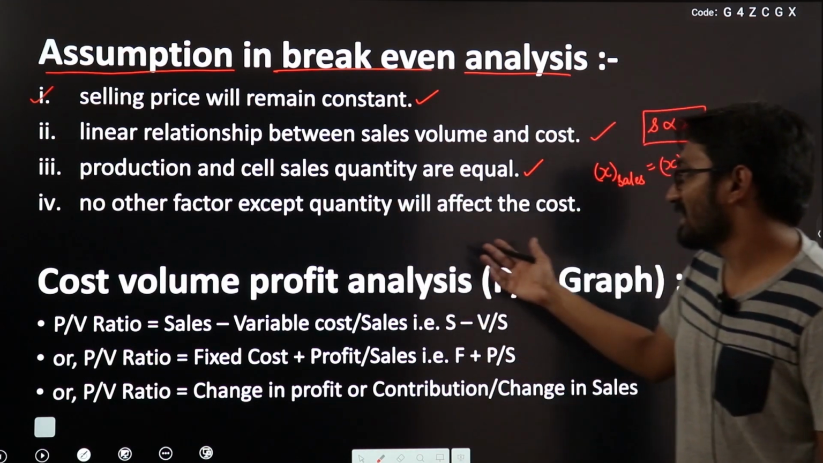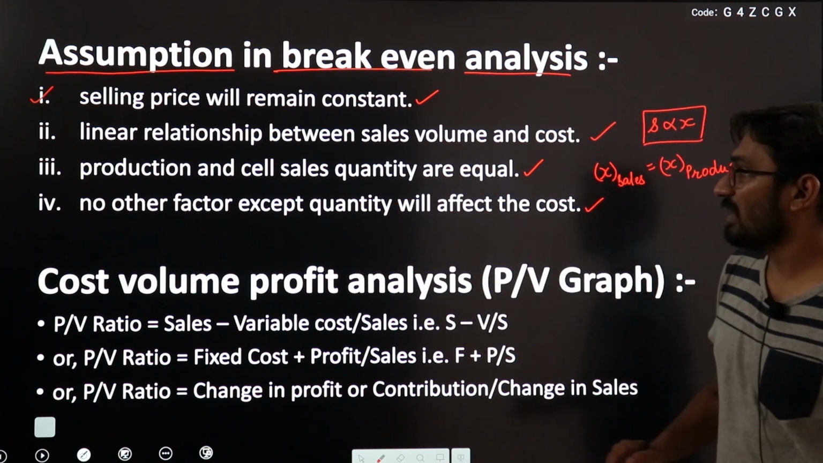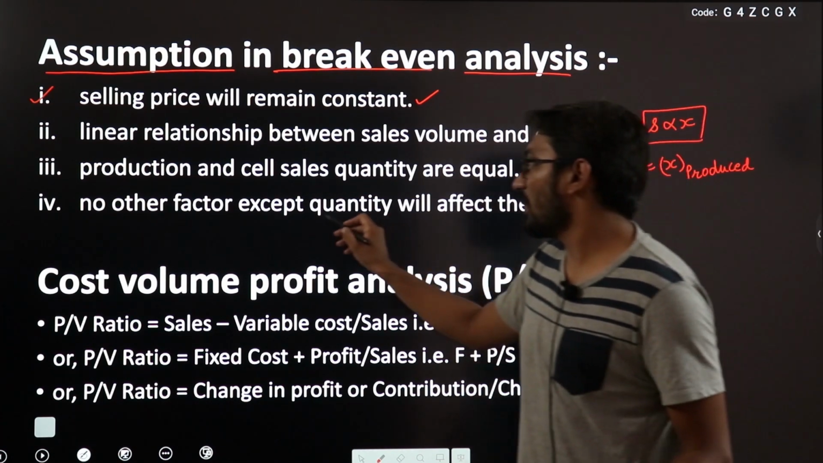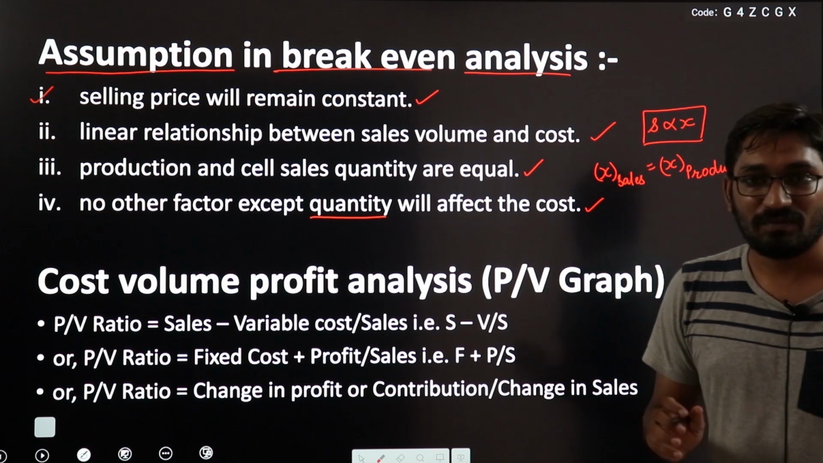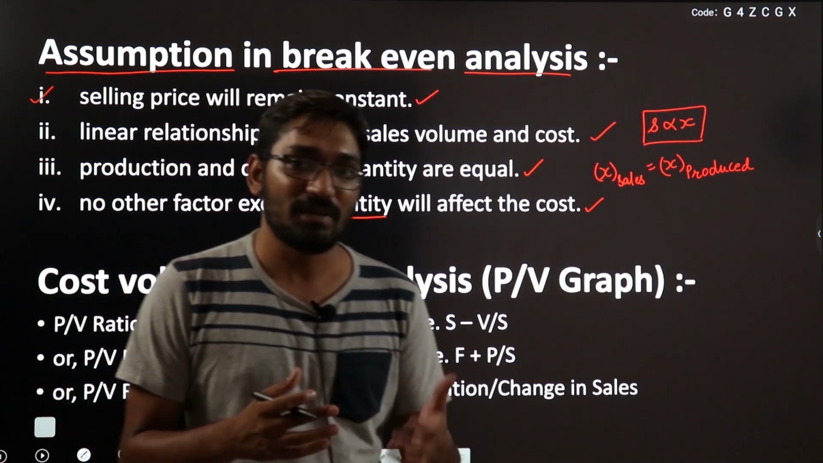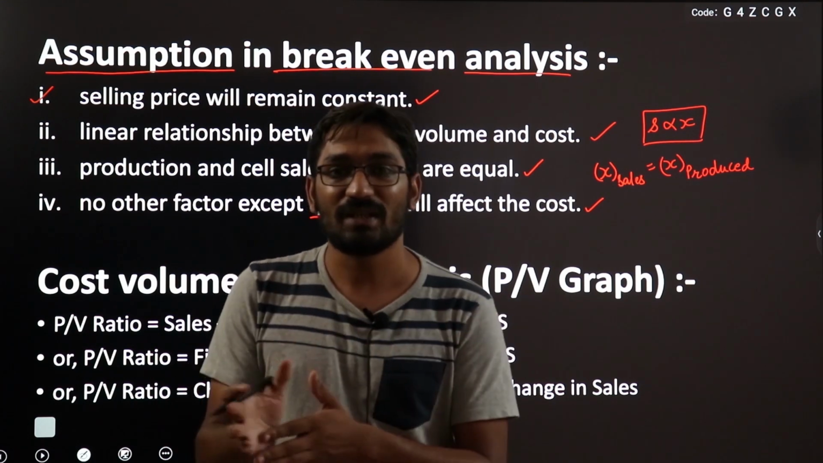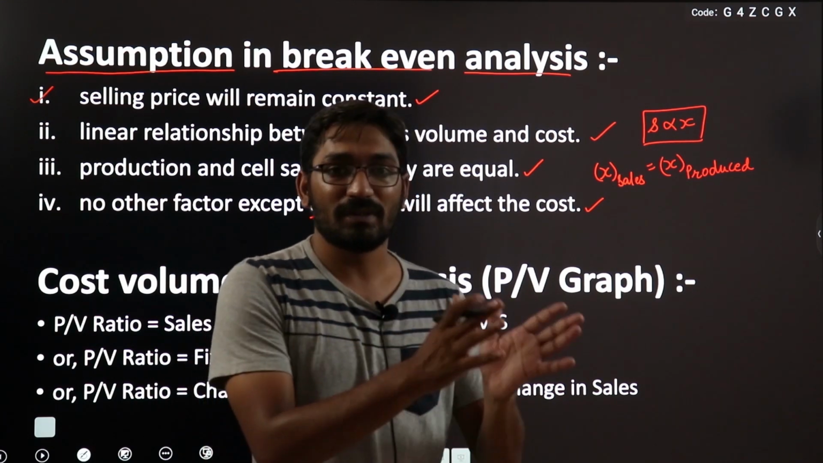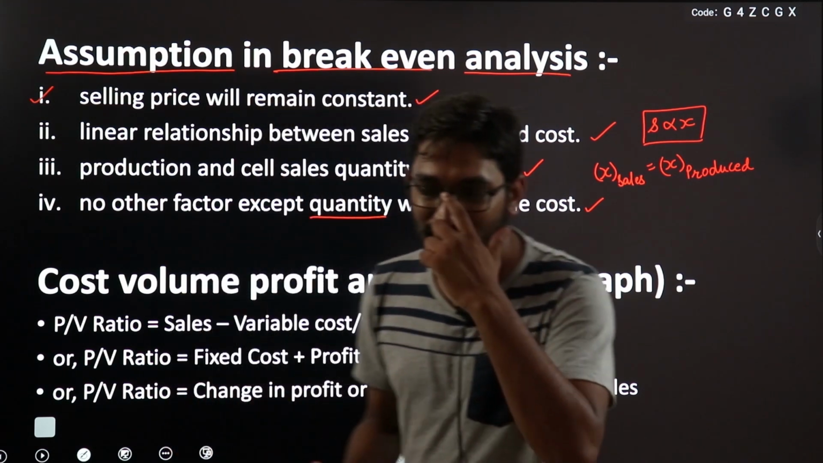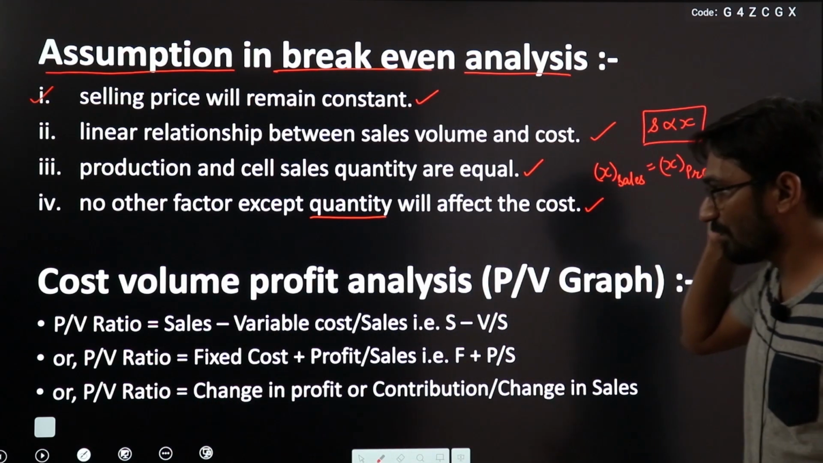No other factor except quantity will affect the cost. We are assuming that no other factor except the quantity of production will affect the cost. The fixed cost and the variable cost will only depend upon the number of units produced. But in actual condition, that will not be the case, right?